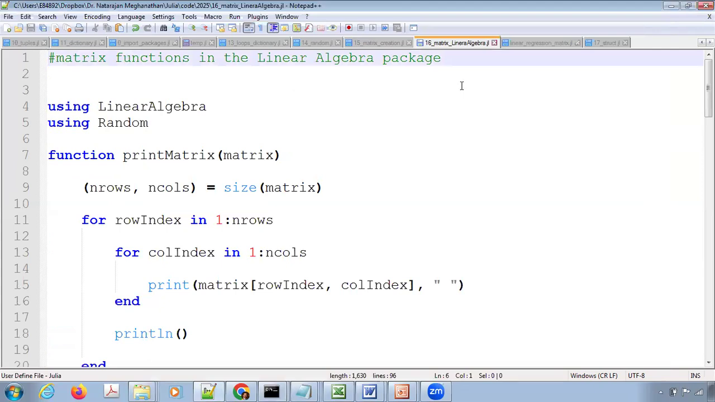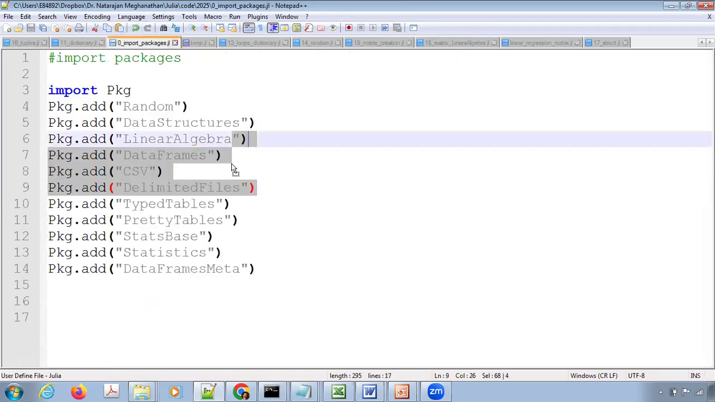Let's go to file 16. Now, this is where I use some functions on the matrices, so like matrix operations. All those functions are implemented in this package, linear algebra. So make sure to write the statement using linear algebra, in addition to using random if you want to create a random integers matrix. Now, again, this linear algebra is part of the package in this file. So make sure you run this and get all the packages installed and updated before you run this.